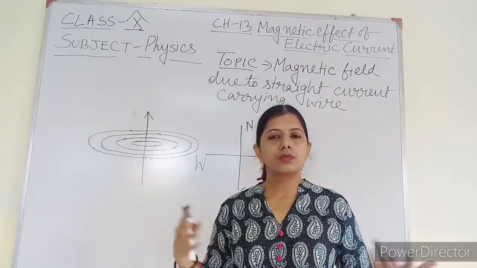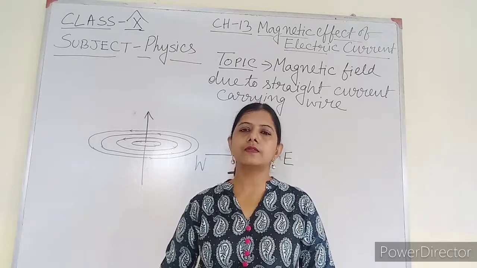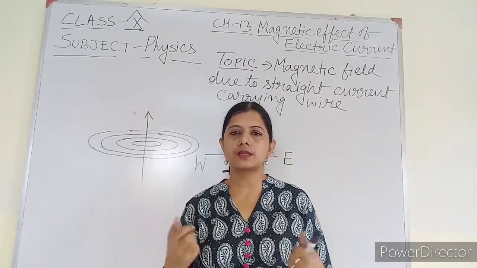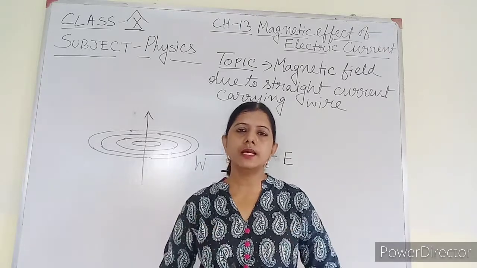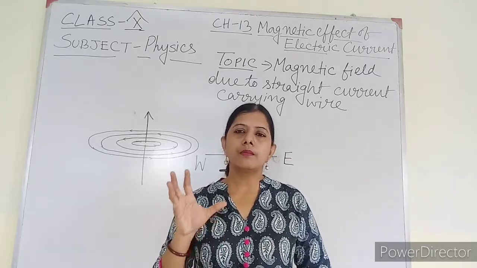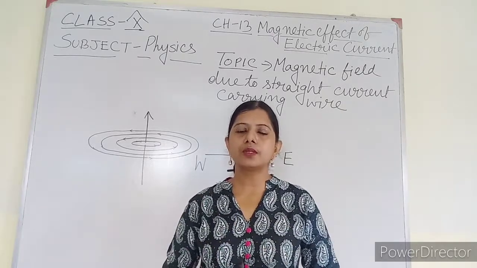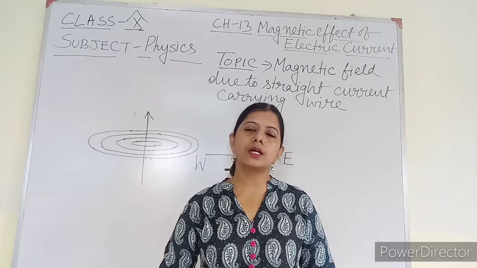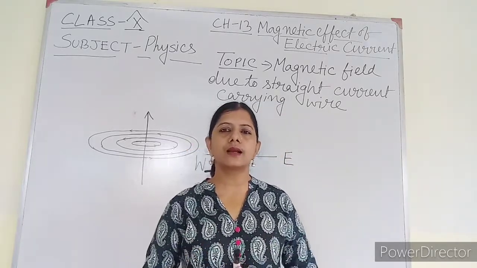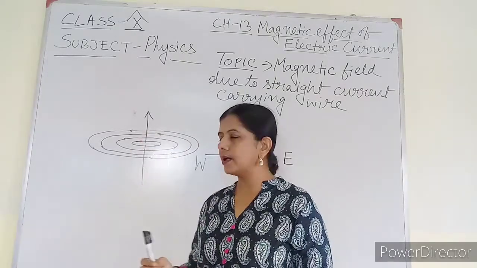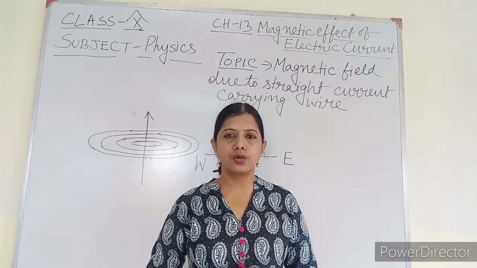So one thing is clear, how the field lines look. The field lines look like concentric circles around a straight current carrying wire. Now the next thing you have to know: does the amount of magnetic field depend upon the amount of current flowing through the conductor or not? That means if we change the amount of current in the wire, what will be the effect on the magnetic field around it?